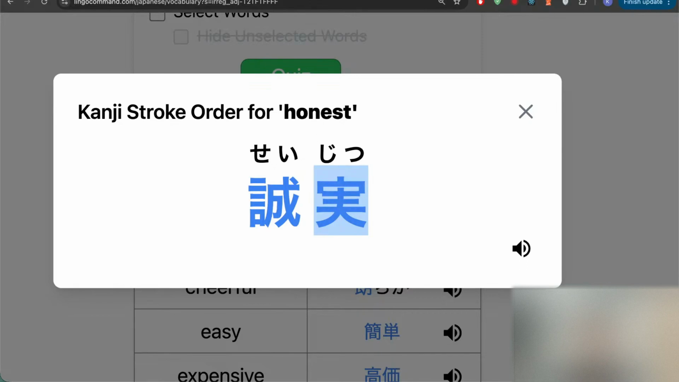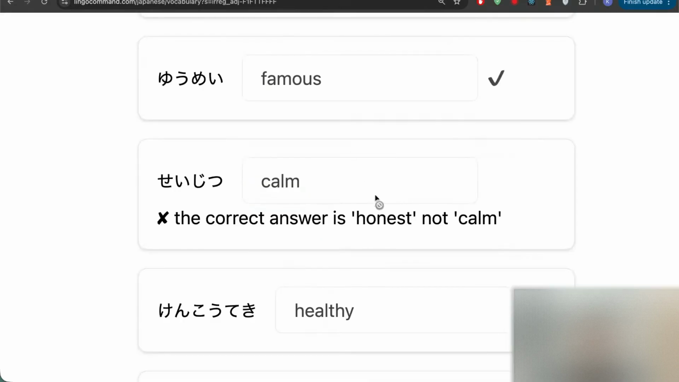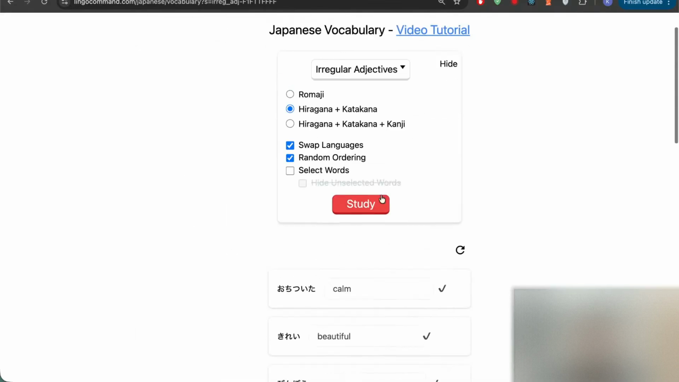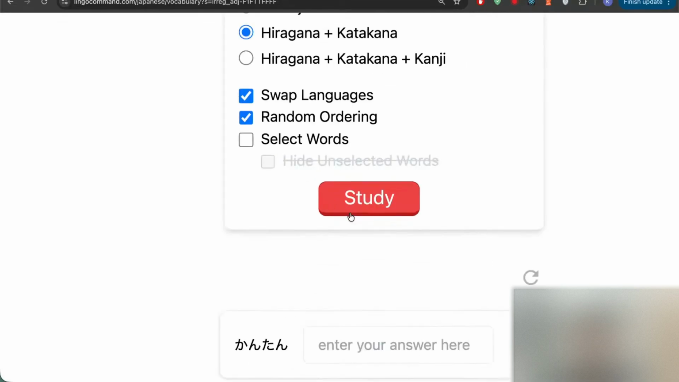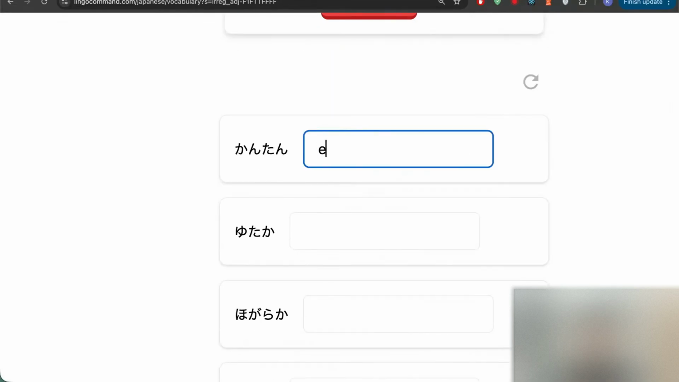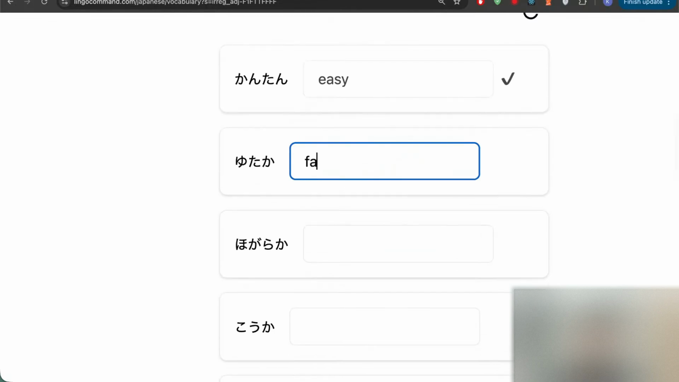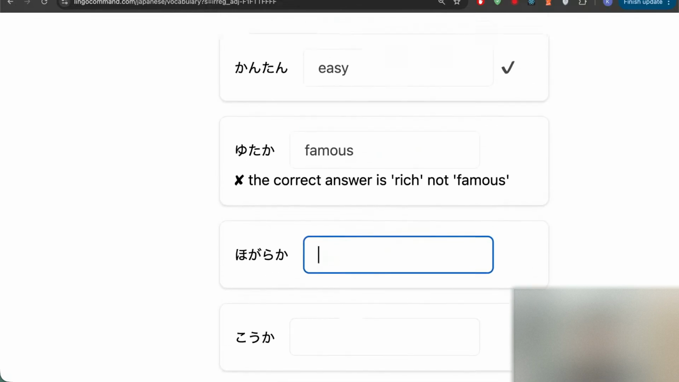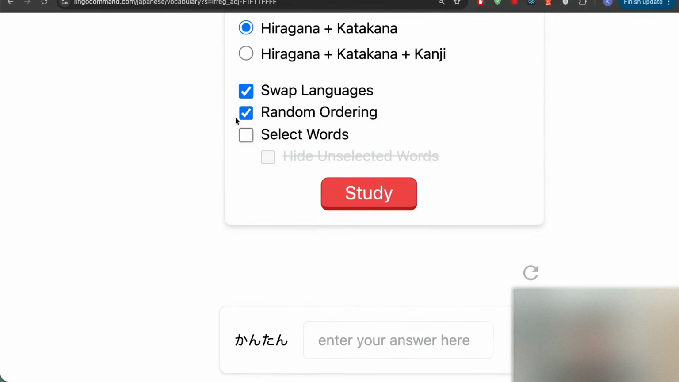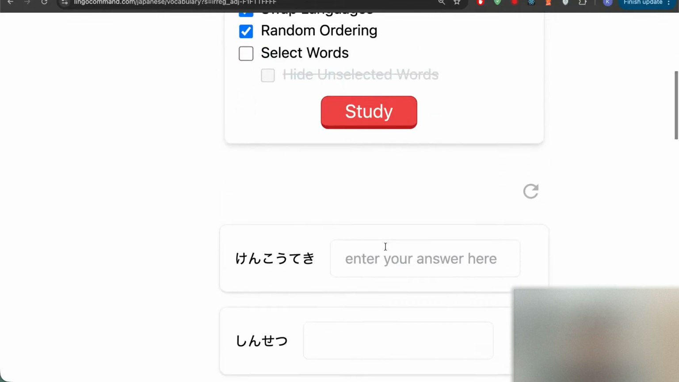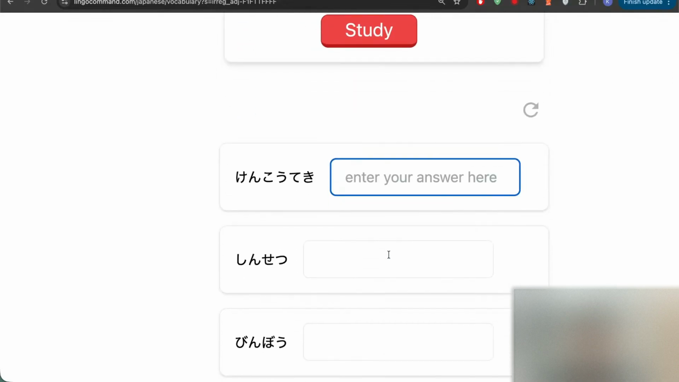So I think with that bit of extra context, I might now be able to remember that seijutsu is honest. So let's reapply random ordering, and we'll go again. Kantan is easy. Yume is famous. Oh, I'm not even reading. What am I doing? So we're going to reapply random ordering, scramble the order of the questions again, and this is kenkou teki, which is healthy.